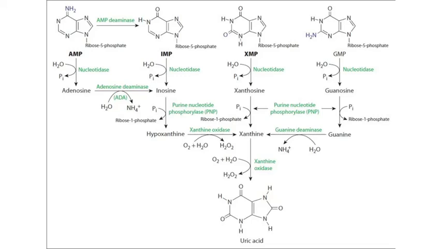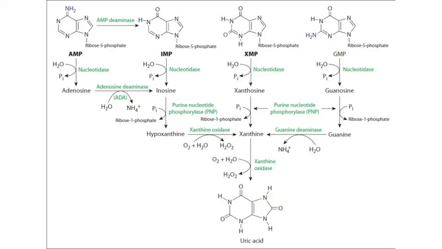For guanosine, it's a similar process but with a slight difference. Guanosine is first converted into guanine by removing the sugar group. Guanine is then broken down into xanthine by removing the amino group. From there, xanthine goes down the same path to become uric acid. So both adenosine and guanosine end up as uric acid eventually, unless they're salvaged along the way.